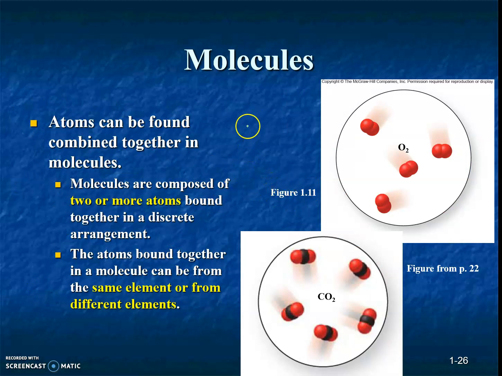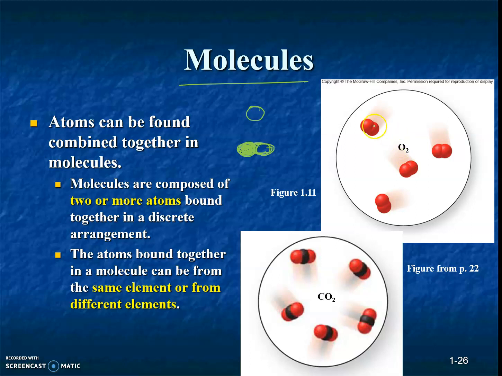When we draw one sphere, that represents one atom. But when we draw two spheres bonding together, that will give you a molecule. The spheres can be different or can be the same. If they are the same, then they are the same element. If they are different, that means they are different elements.